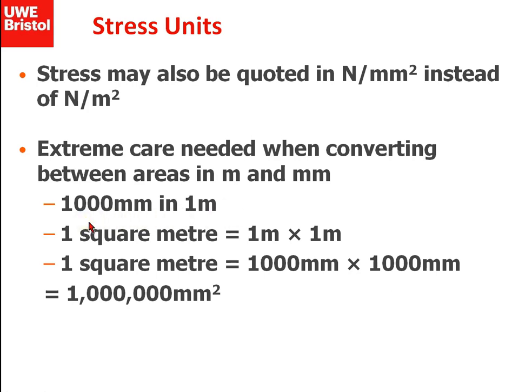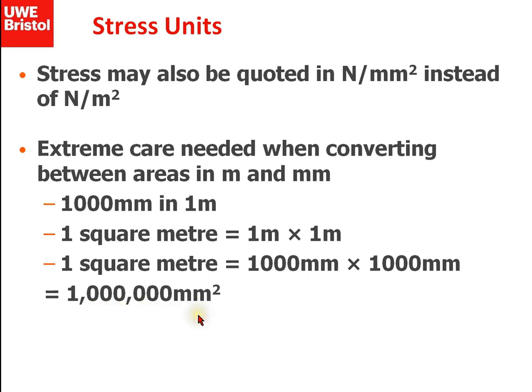Now don't forget, why is 1 million millimeters squared equal to 1 meter squared? Well, we have to go back to the fact that you have 1,000 millimeters in a meter. So if I'm going to square my meter, I've got 1 times 1. So let's square my millimeters. Then I've got 1,000 millimeters times 1,000 millimeters. So 1,000 times 1,000 equals 1,000,000 millimeters squared.